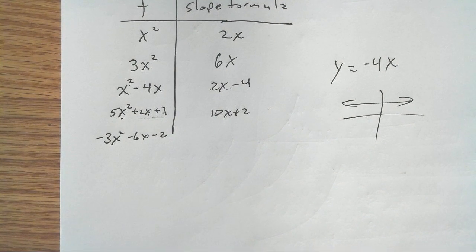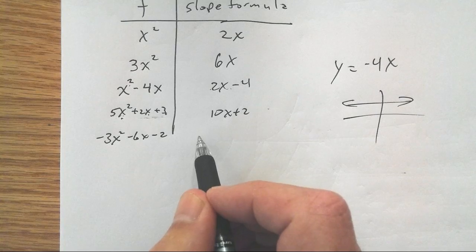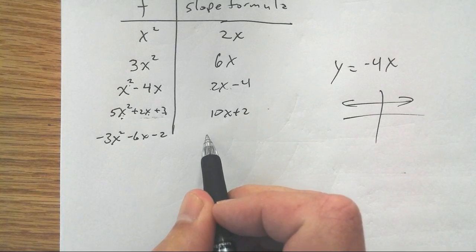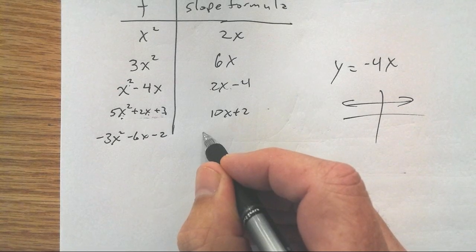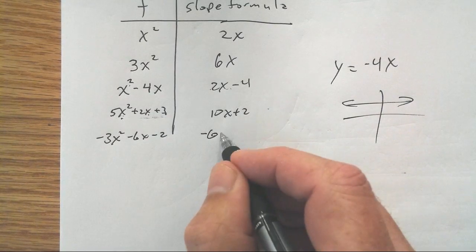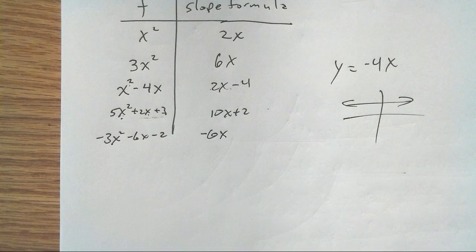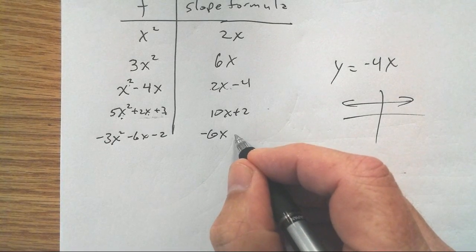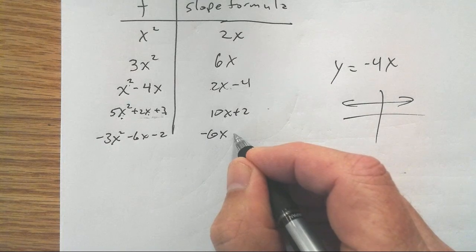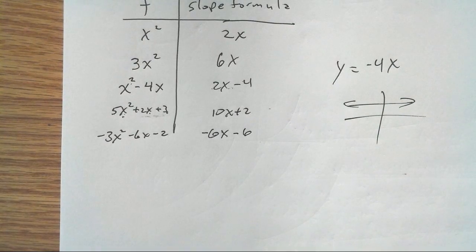See if we can do this in unison. The very, very first thing I'm going to write, 1, 2, 3: negative 6x. The next thing I'm going to write, 1, 2, 3: minus 6. That's it. That's our slope formula.